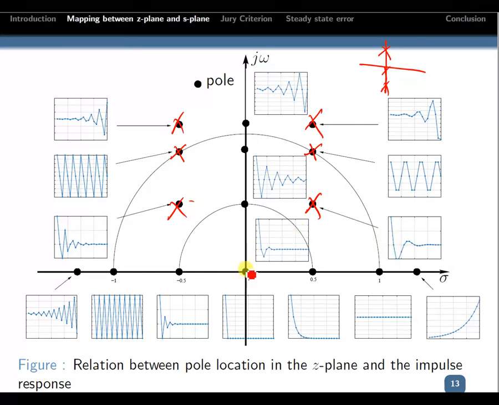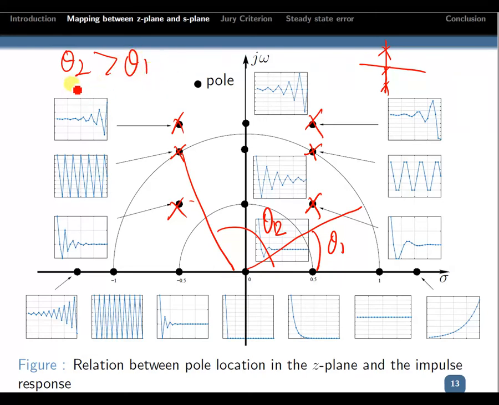And if theta increases, for example from here and from here, I put theta 1 and theta 2, the oscillation will be higher, that means the frequency will be bigger. Theta 2 is bigger than theta 1, that means the frequency, if you see the figure here, will be more than at theta 1.